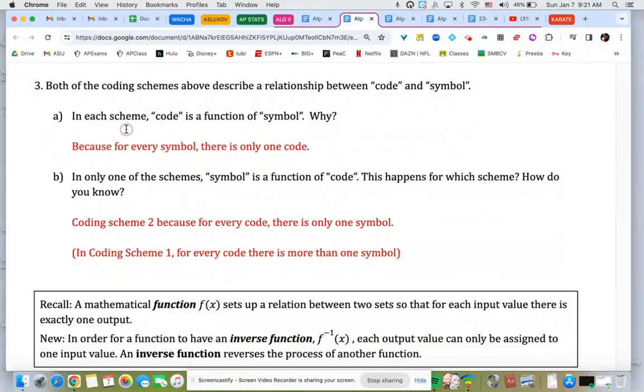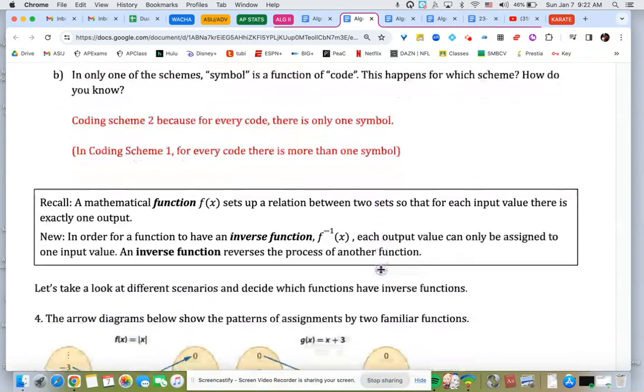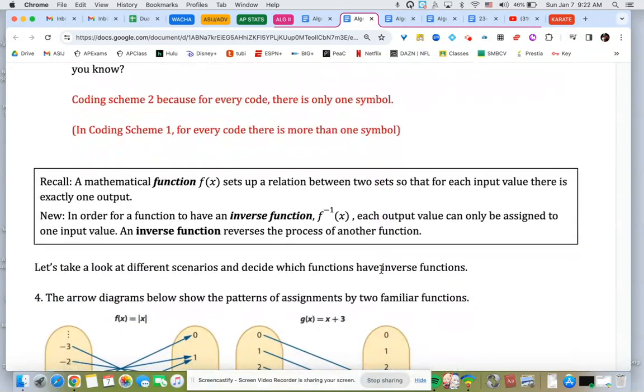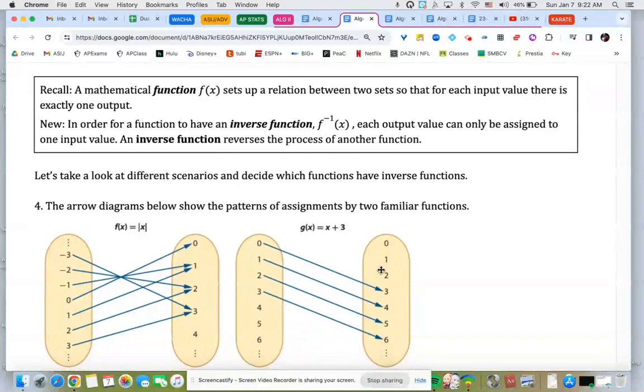All right, number 3. This is more what I was talking about, right? So for every symbol, there's only one code. And coding scheme 2 works really well, right? Because just what I said: for every input, there's only one output, and vice versa. For every output, there's only one input. So let's really define what an inverse is and look at the notation.